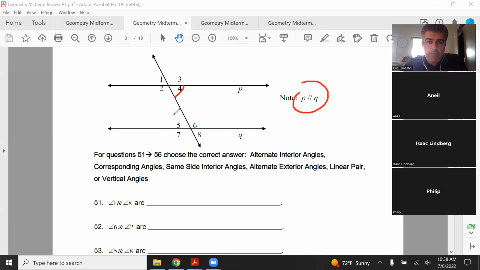Alternate interior would be like 4 and 5, or like 2 and 6. Alternate exterior would be like 1 and 8, or 3 and 7 would be alternate exterior.